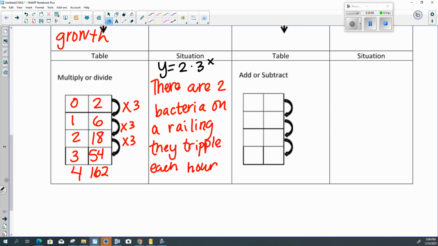Okay, can you guys find the number of bacteria after 7 hours? It might be huge. How many bacteria will be on this railing after 7 hours? This is not scientific, by the way.